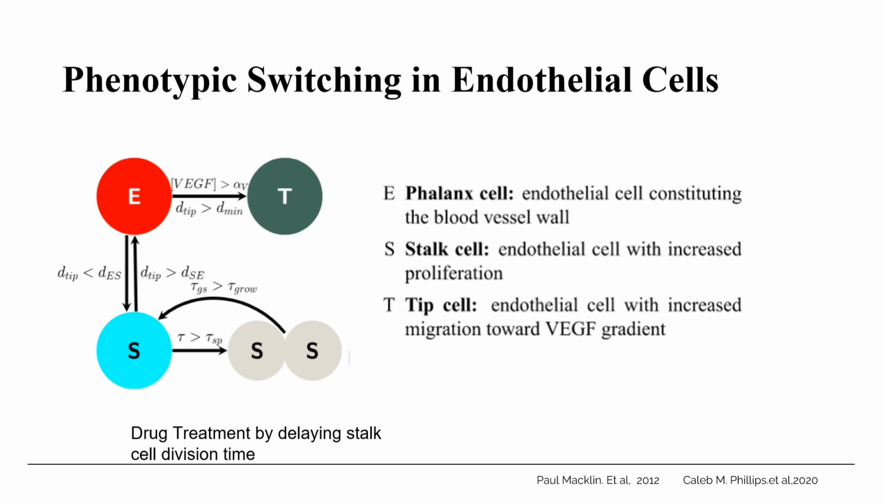Finally, we've incorporated drug inhibition into the model. The drug, sunitinib, prevents phalanx cells from switching to tip cells, which slows down the angiogenesis process. It also inhibits the proliferation of stalk cells, making it harder for blood vessels to grow. By increasing the VEGF threshold, we've reduced the switch from phalanx cells to tip cells, which in turn hinders vessel formation.